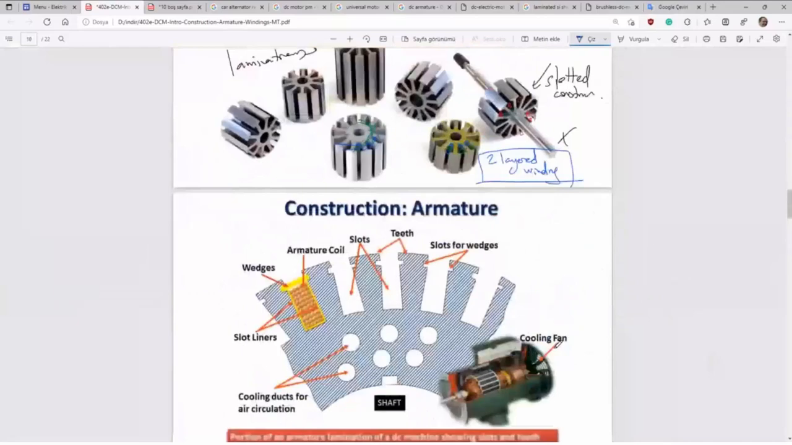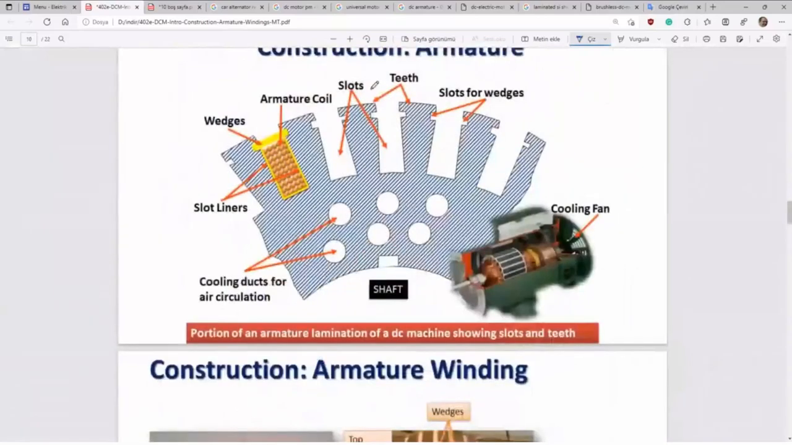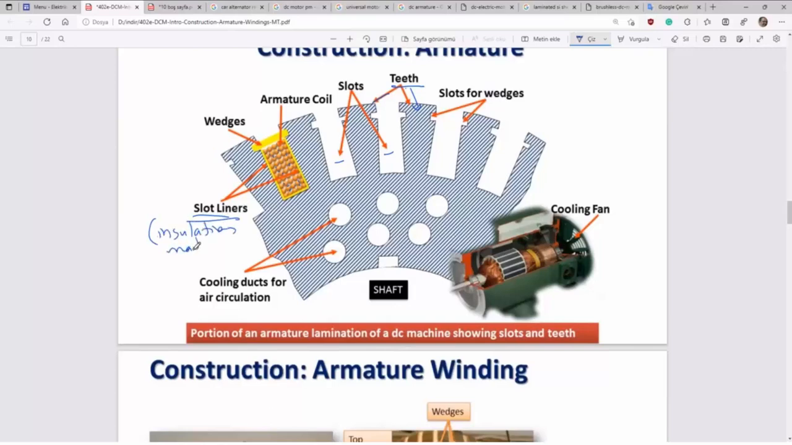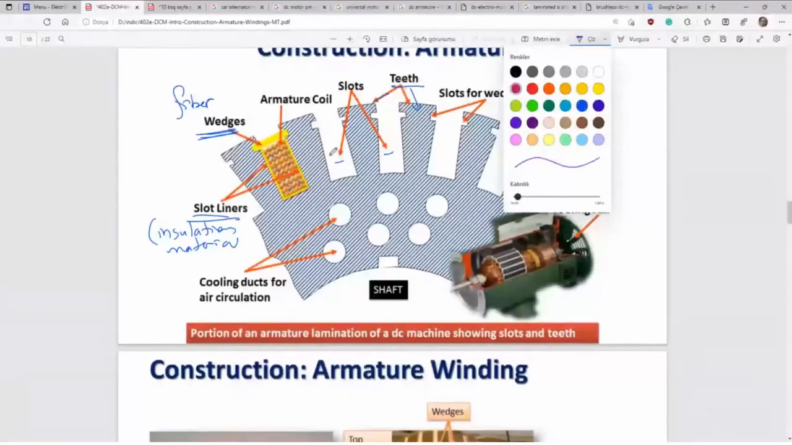Here you see some armature teeth and slots. You see teeth. Those are teeth. Here are slots. Slots carry copper conductors. You see armature conductors, windings. Here are slot liners, a kind of insulation material. Here are fiber wedges to keep conductors inside the slot.